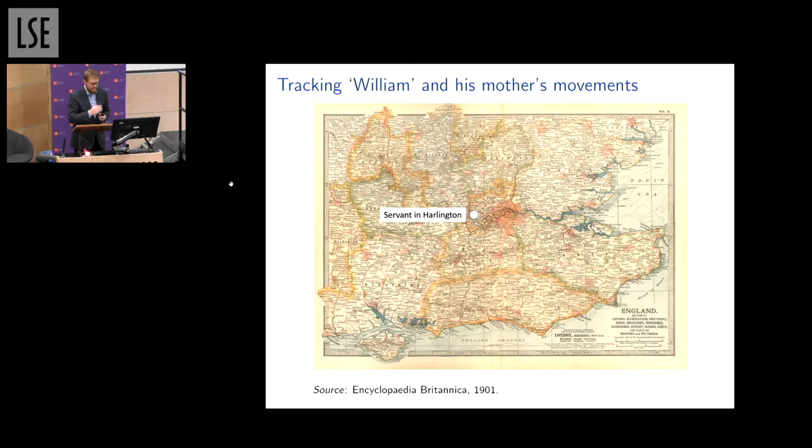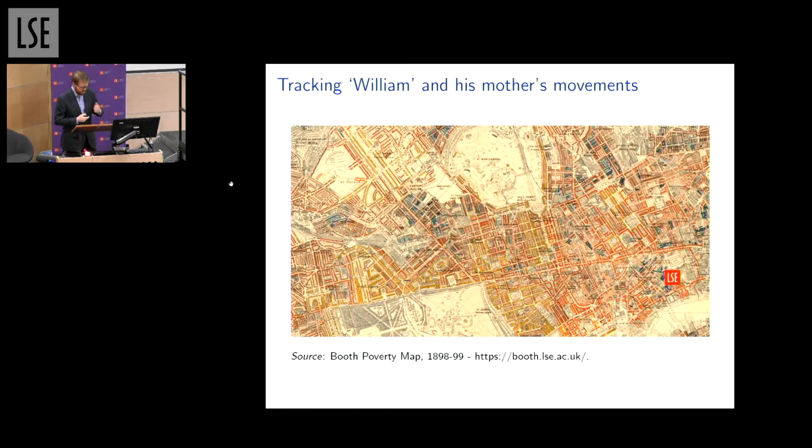You can see it here on the map. Well outside London in this period. This is the 1890s. William's father, John Primrose, was a groom, and he had disappeared a few months after Eliza became pregnant, so he'd abandoned her. And so we can track Eliza and William's movements over time, and I'm going to use the Booth poverty maps that were digitized here at LSE to do that.